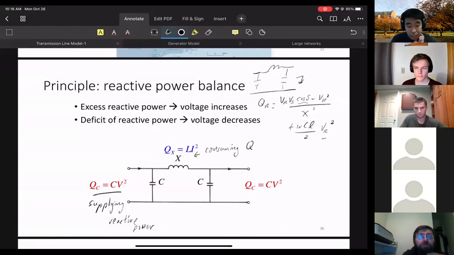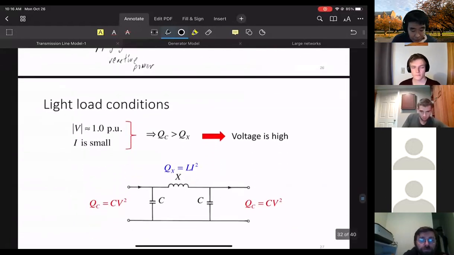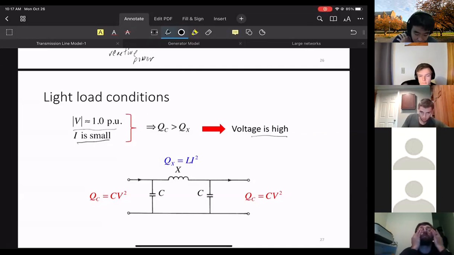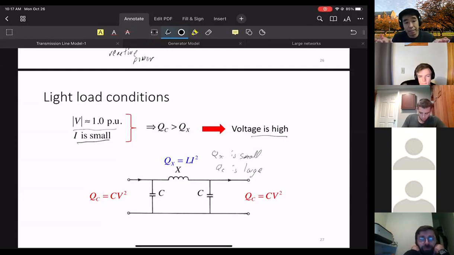All right, and what can happen for reactive power balance is the following. Let's look at what happens when the load is light. Lightly loaded means you're not drawing much power out of the receiving end. So the current magnitude is small, and the per unit voltage is quite close to 1 per unit. In this situation, the voltage tends to be high, because Qx is small and Qc is relatively large. So my voltage in the system is generally very high in the receiving end.